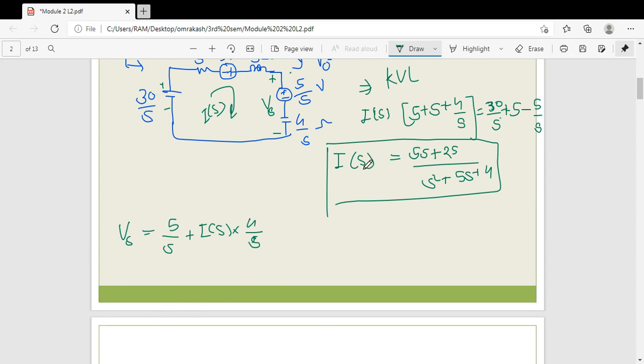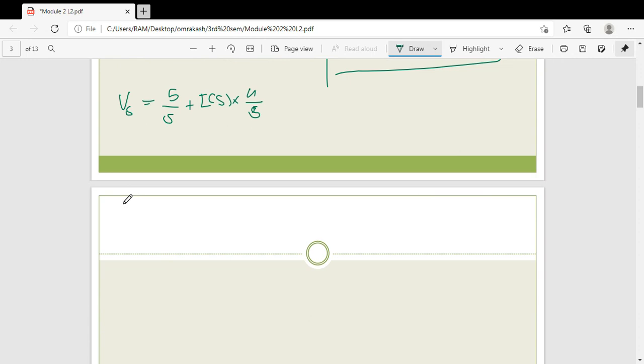When you put all these values with this I of S, you will get V of S as nothing but 5S square plus 45S. Now this is the final value for V of S in terms of S. You need to put the value and solve that equation. At the final stage, you will get this, with S plus 4 and S plus 1.